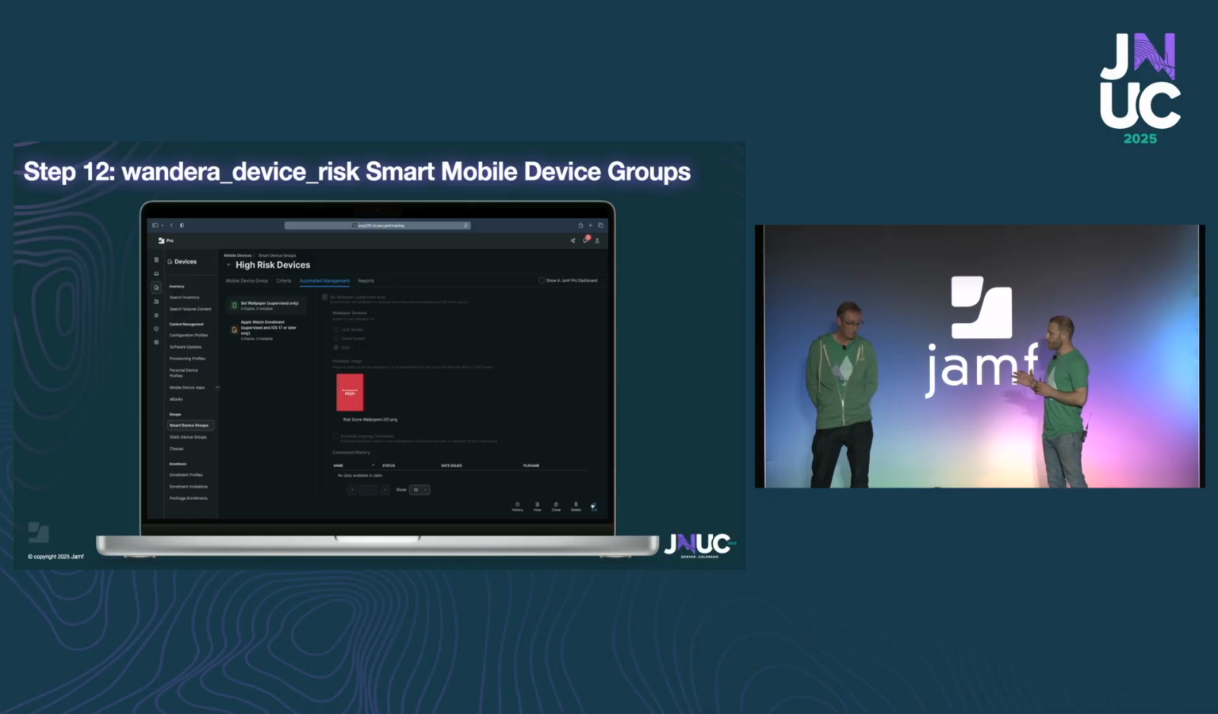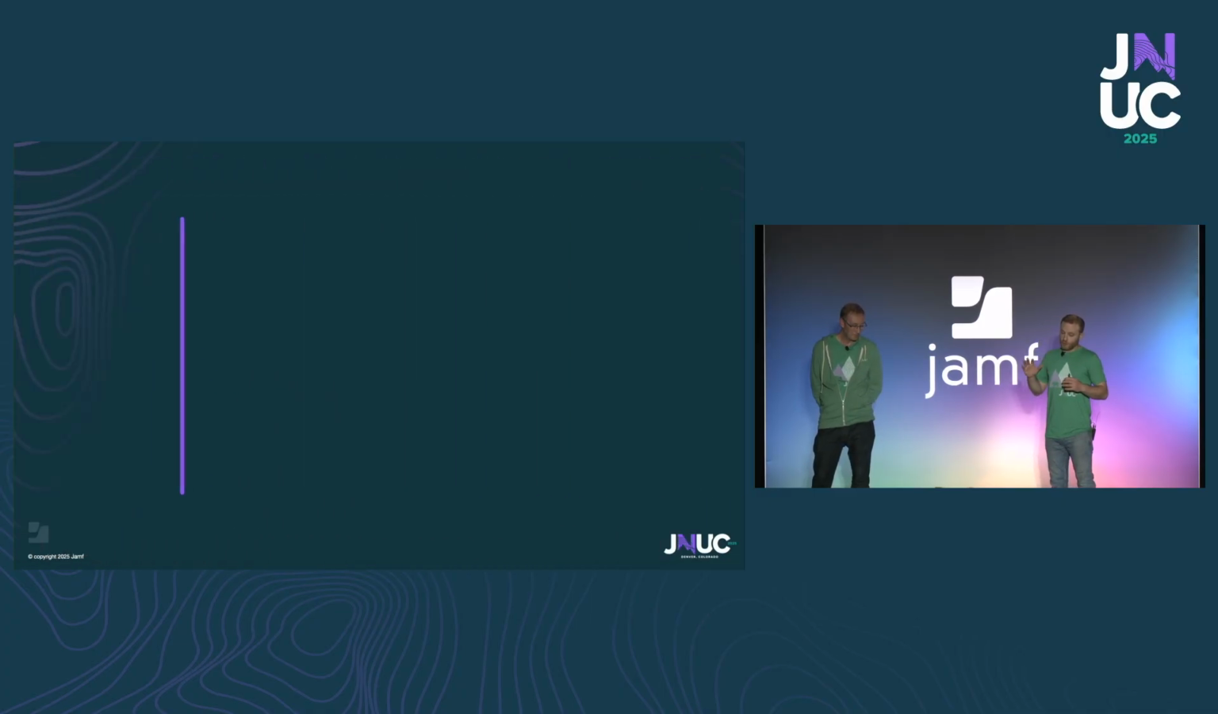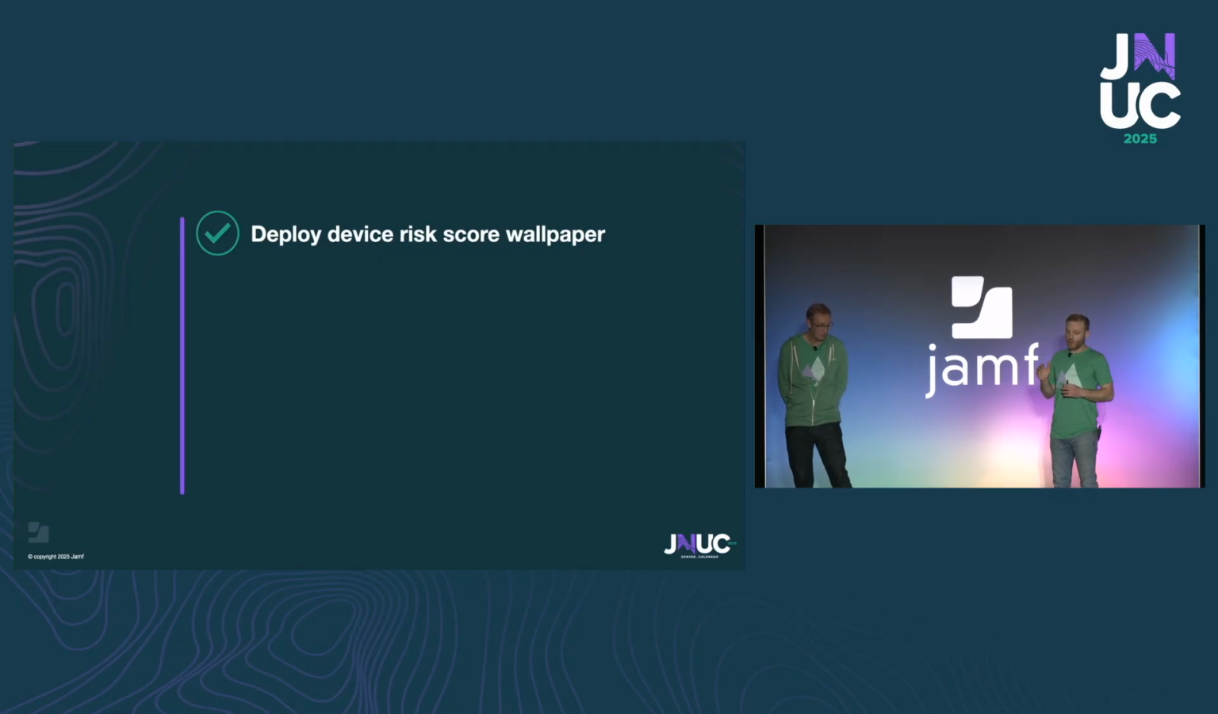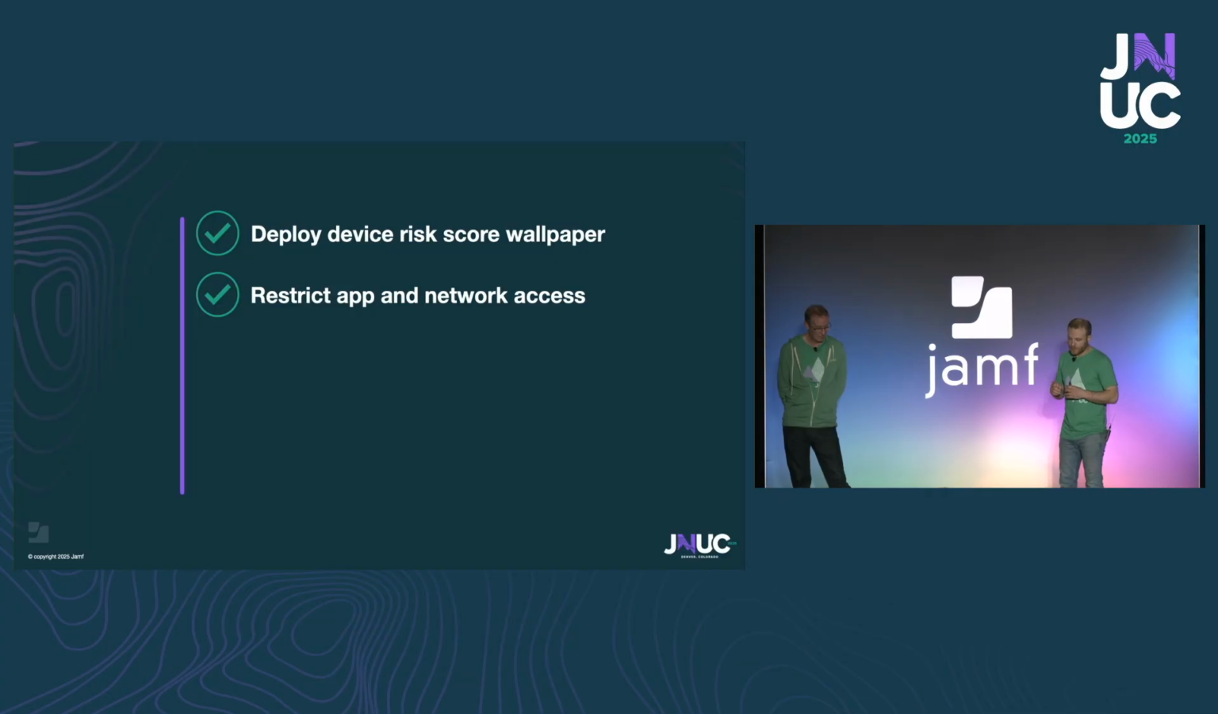Alrighty, so a lot there. To recap, we just built a workflow that deploys wallpapers to the mobile device based on which of the 4 device risk scores assigned to it by the Jamf Security Cloud, those being, again, secured, low, medium, or high. When a device's passcode is removed, we restrict all app and network access, with the exception of Safari, Jamf Trust, settings, and a web clip.